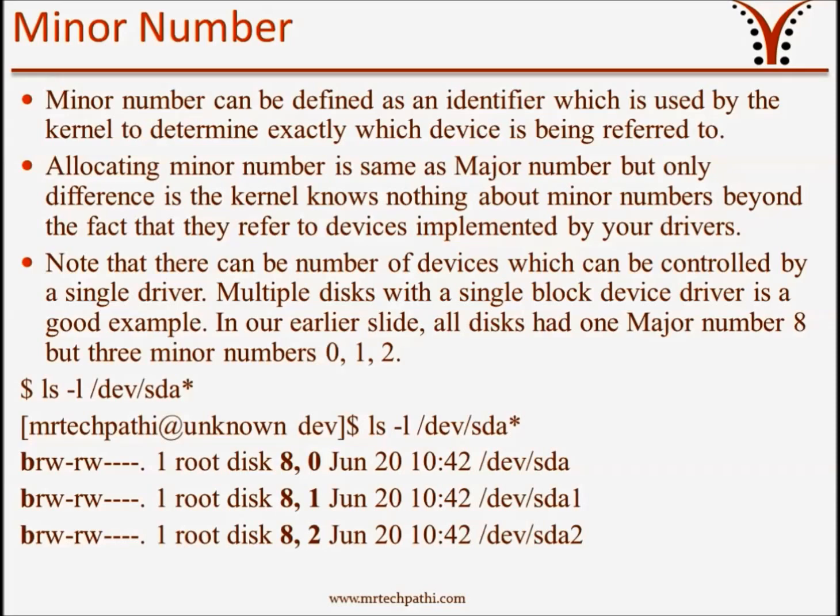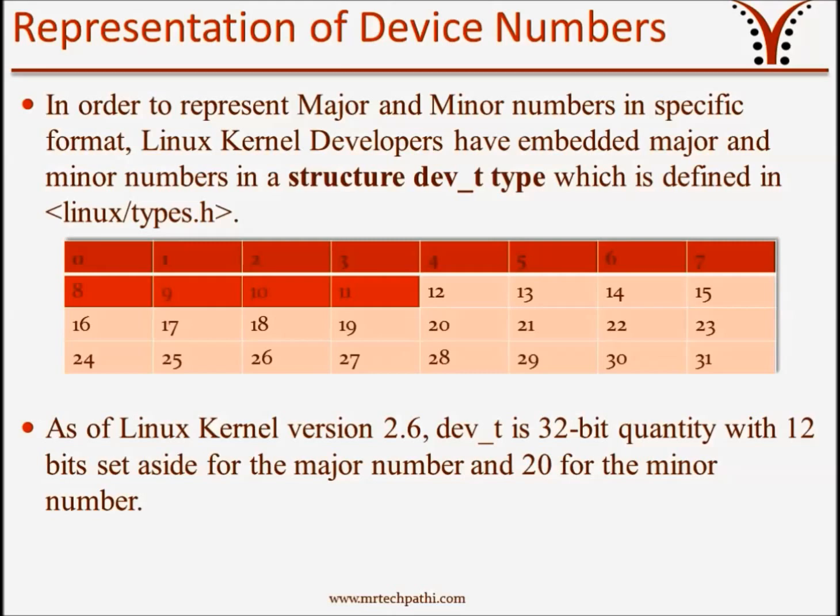Let's move on to our next subtopic, representation of device numbers. We very well know that the device numbers are nothing but major and minor numbers of a device. In order to represent major and minor numbers in a specific format, Linux kernel developers have embedded major and minor numbers in a structure of type dev_t, which is defined in linux/types.h. Imagine this table as a 32-bit register. The first 12 bits represent the major number and the rest 20 bits, from 12 to 31, represent the minor number. In coming slides, we'll see how easy it is to represent these 32-bit device numbers with kernel-defined macros.